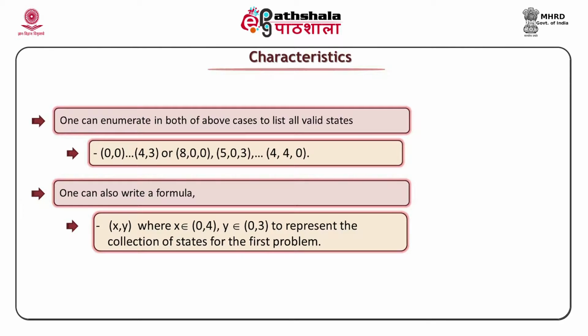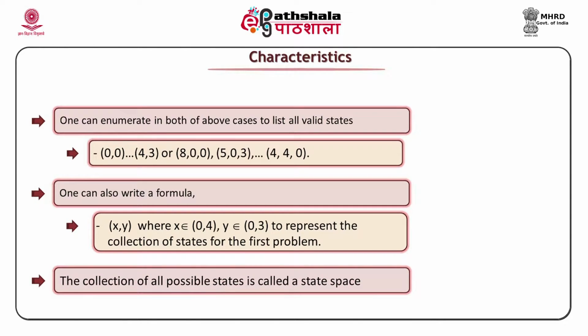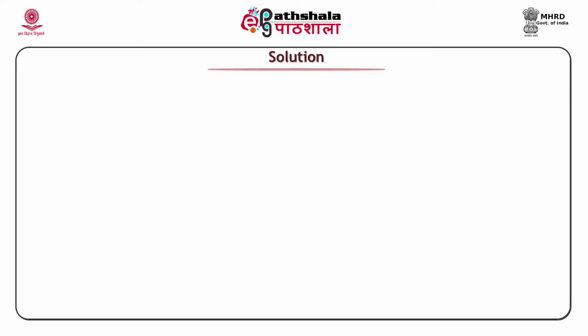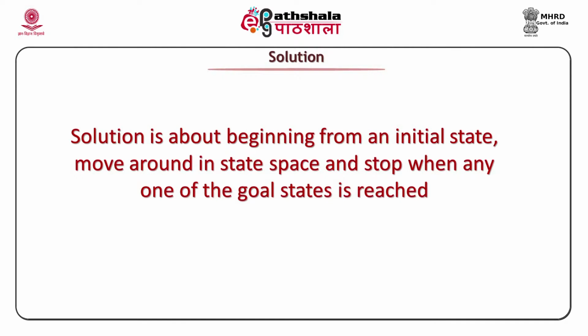Look at that, (x, y), where x belongs to 0 to 4 and y belongs to 0 to 3. So any value between 0 to 3, any value between 0 to 4 is something that you can write. It's that simple. And collection of all valid states is called a state space. What is a solution? This is about beginning from an initial state, moving around in state space and stopping when any one of the goal states is reached.